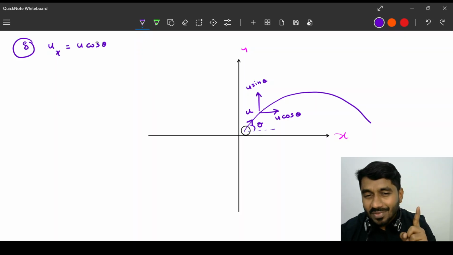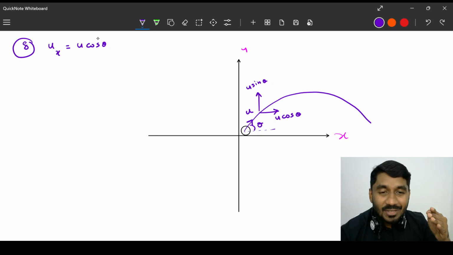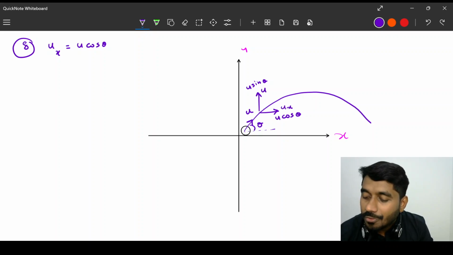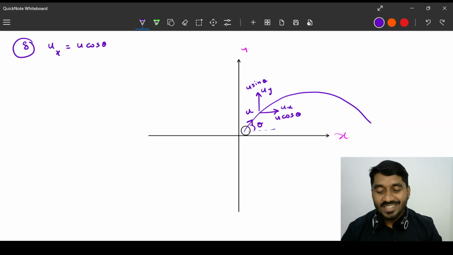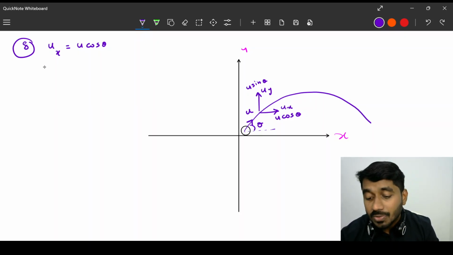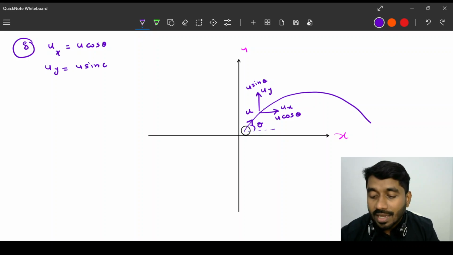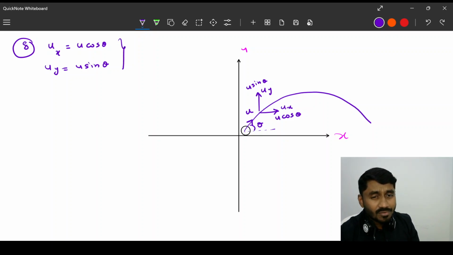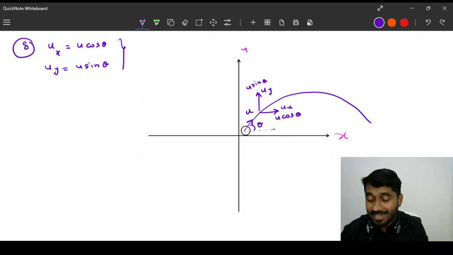Is this clear? We just split that u into two: the component of u along the x-axis and the component of u along the y-axis. So ux I can write as u cos theta, uy I can write as u sin theta. The first two equations we just derived. I hope everyone is clear about this concept, right?